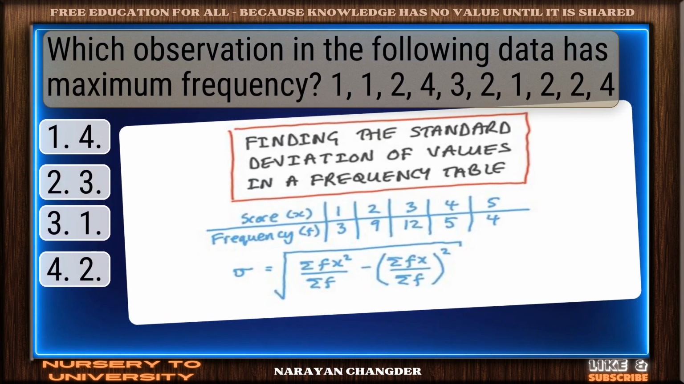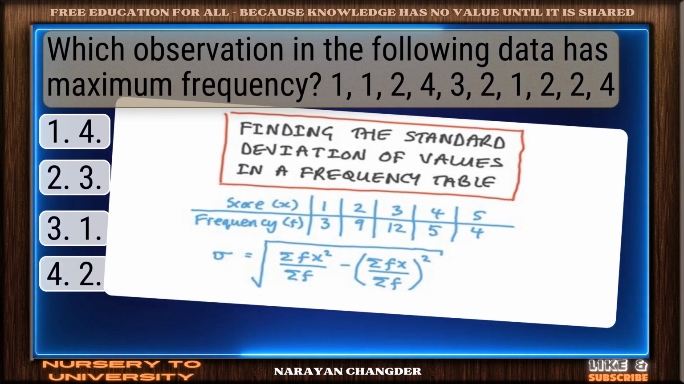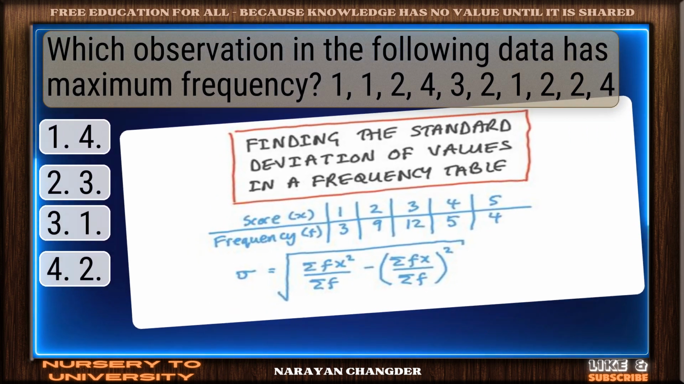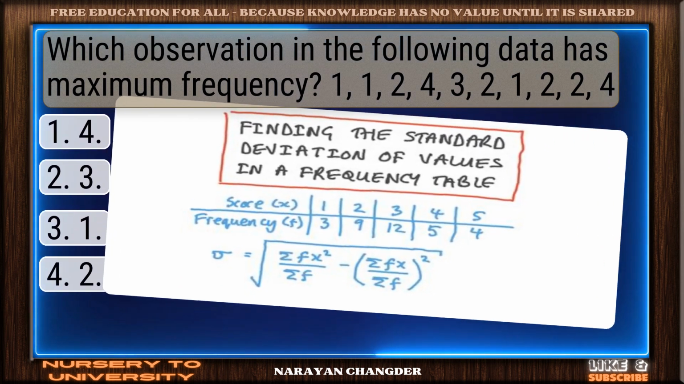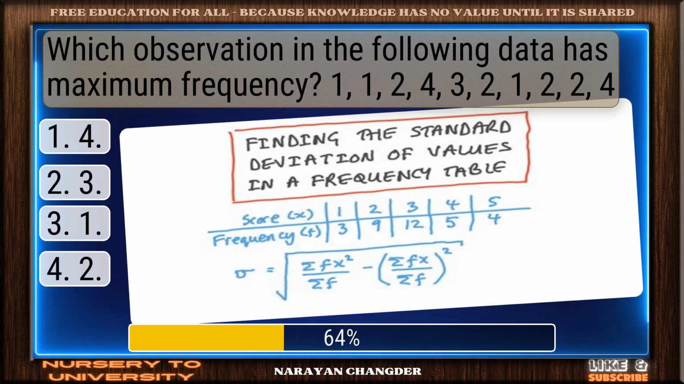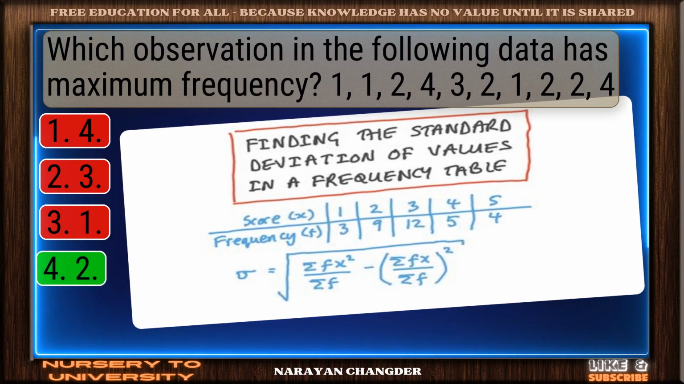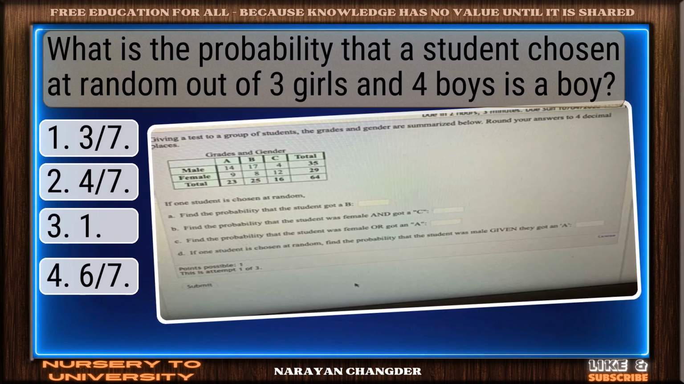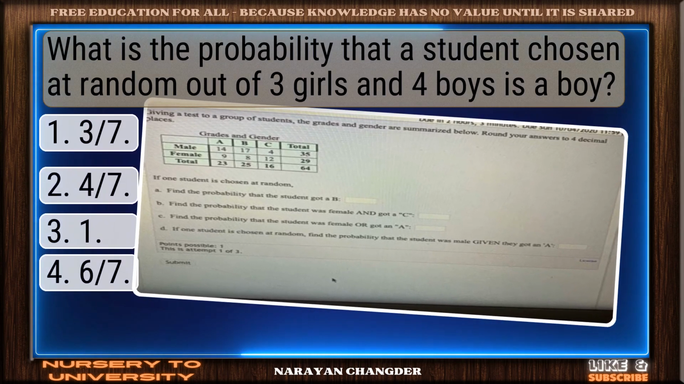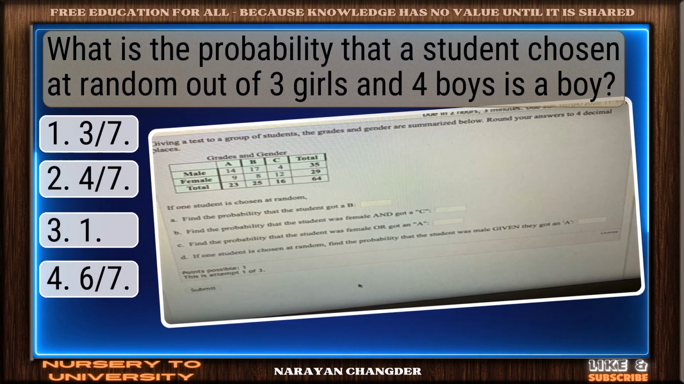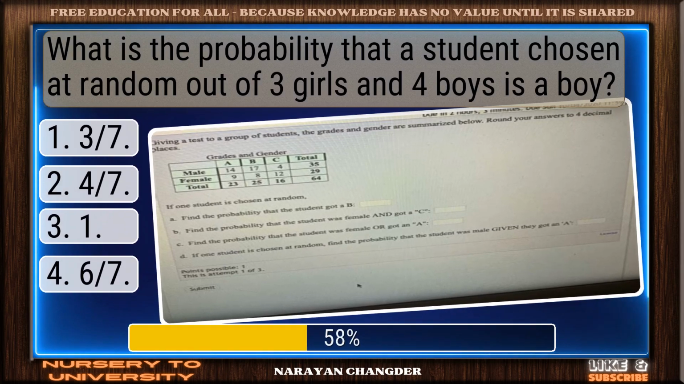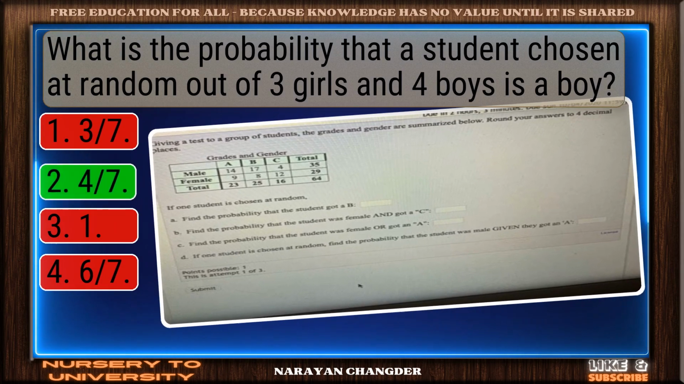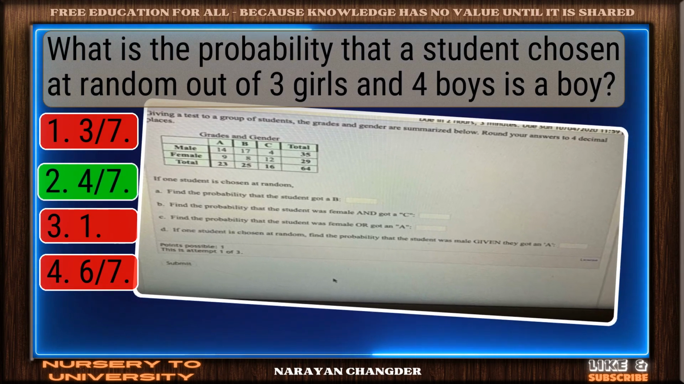Question number 16. Which observation in the following data has maximum frequency? 1, 1, 2, 4, 3, 2, 2, 1, 2, 4. Well reasoned. 2 is the correct choice. Question number 17. What is the probability that a student chosen at random out of 3 girls and 4 boys is a boy? Nicely done. 4p7 is a solid answer.